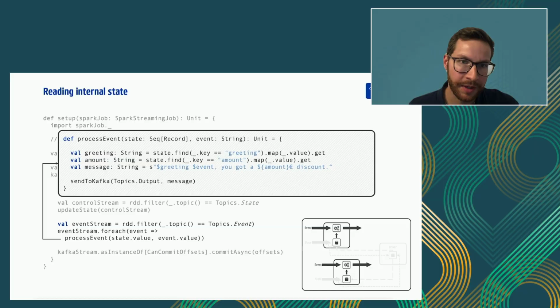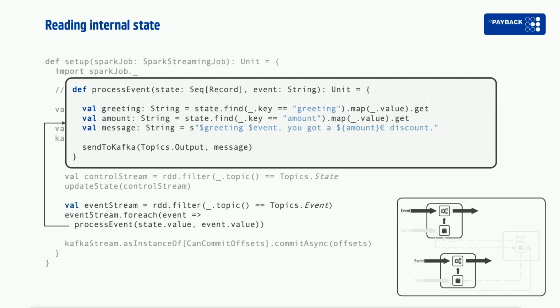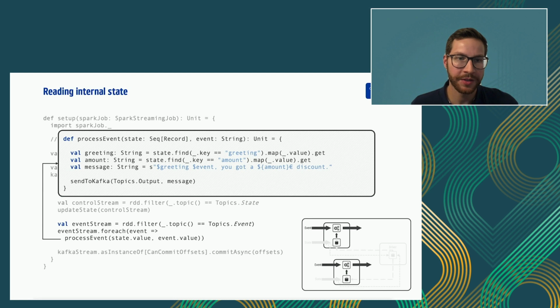And let's assume that the events which we receive are purchase transactions. And to keep it simple, they only contain the name of the person who did the purchase. And for each purchase transaction which we get, we would like to send out a message with the name together with two placeholders, a greeting and a discount amount. And instead of hard coding the greeting and the discount amount, we'd like to get it from our internal state.